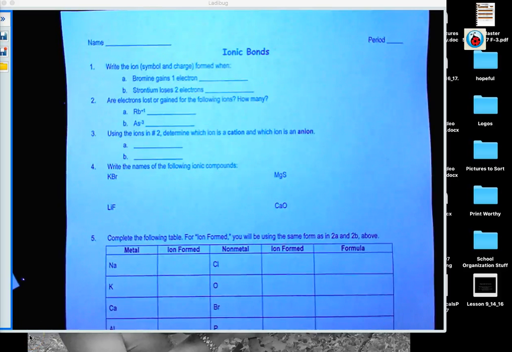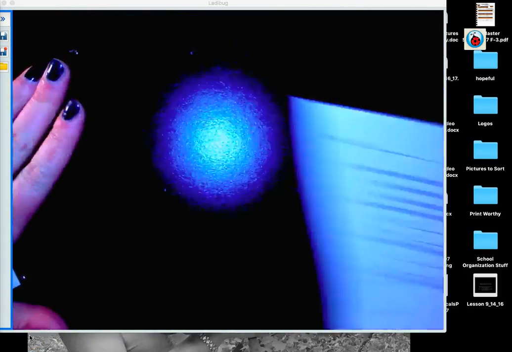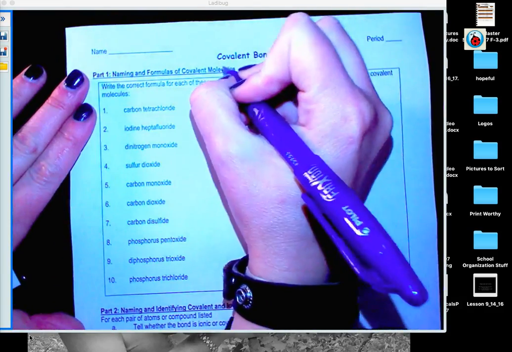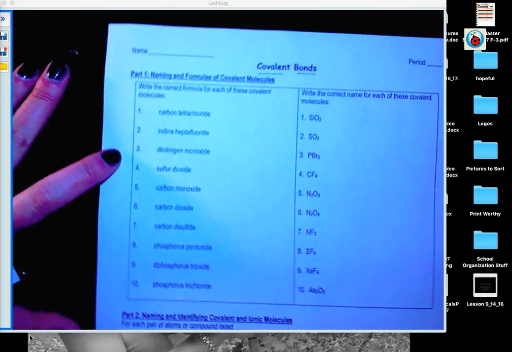Hey guys, you should all have the handout at this point that is covering ionic bonds, and on the back side of the paper, it is going to cover covalent bonds. So we're going to talk about both of those types of bonds.